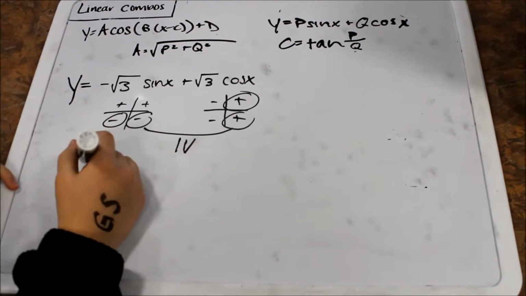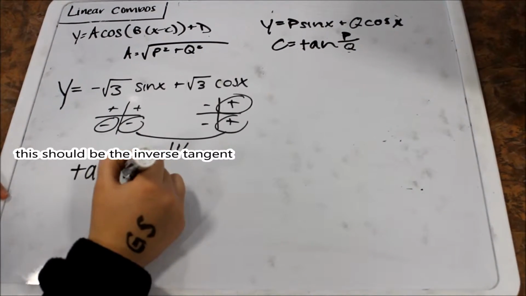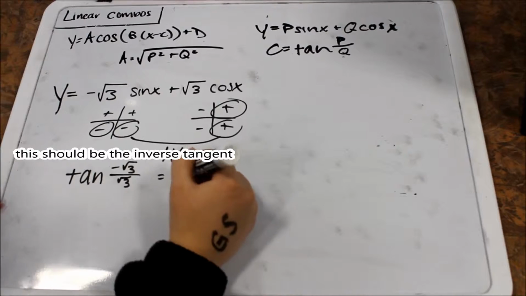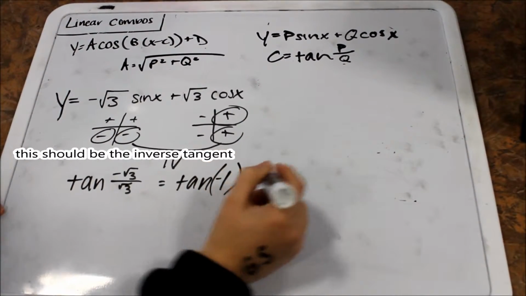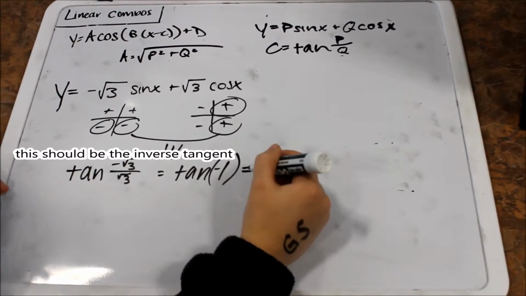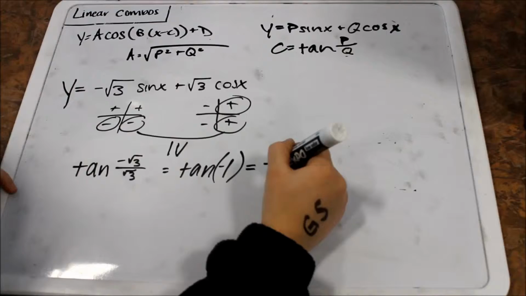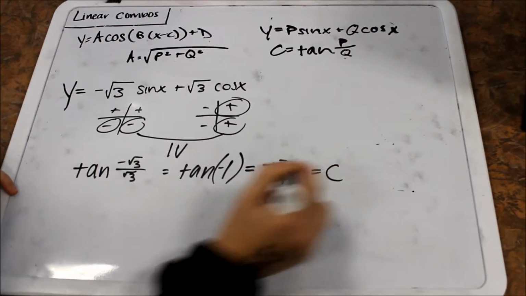So this will help us in finding C. Negative square root of 3 over square root of 3 equals tangent of negative 1. There we go. And we know that that will be in the fourth quadrant. So it'll be 7 pi over 4, and that is C.